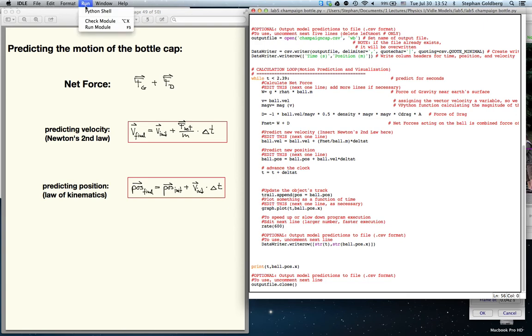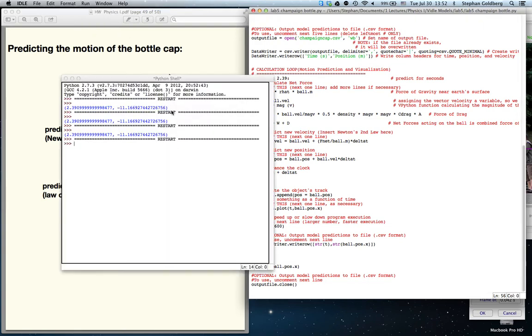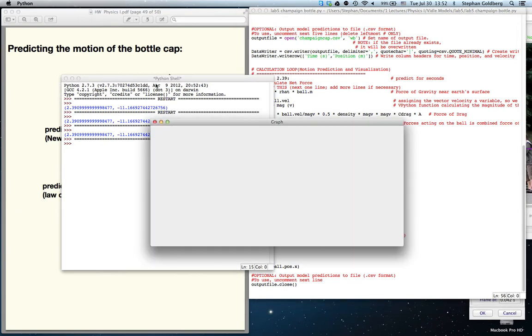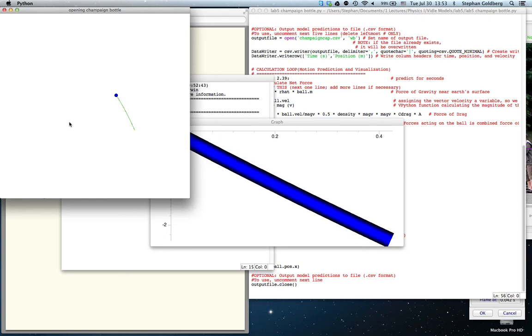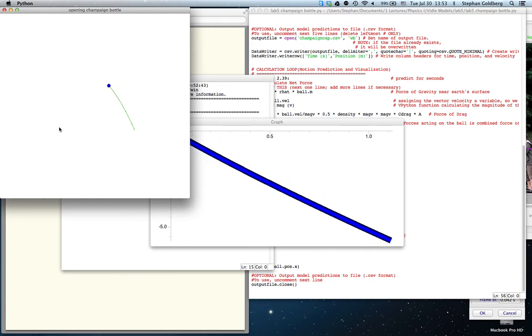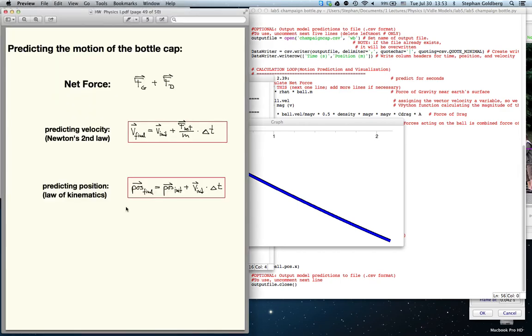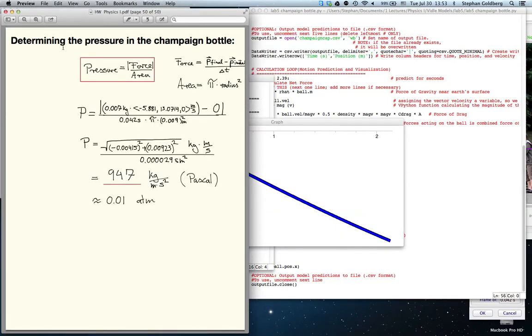So when I run the code, we just see the trajectory of the bottle cap. I'm hoping it runs all the way through. Now, no, not quite. But anyhow, to determine the pressure inside of the champagne bottle, we divide the magnitude of the force over the area that the pressure is exerted on.